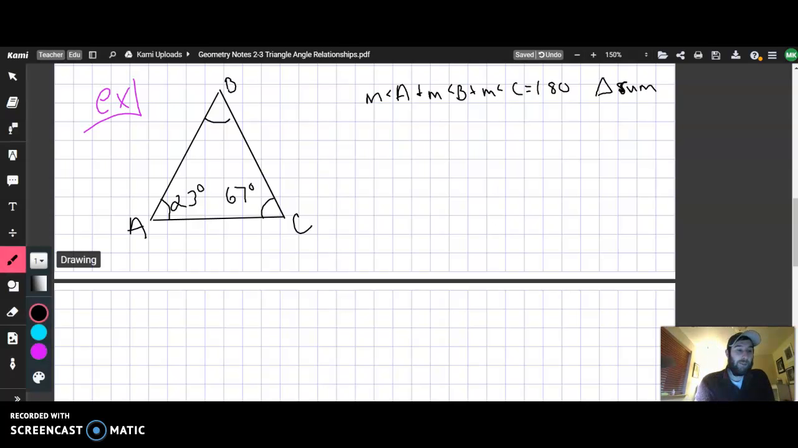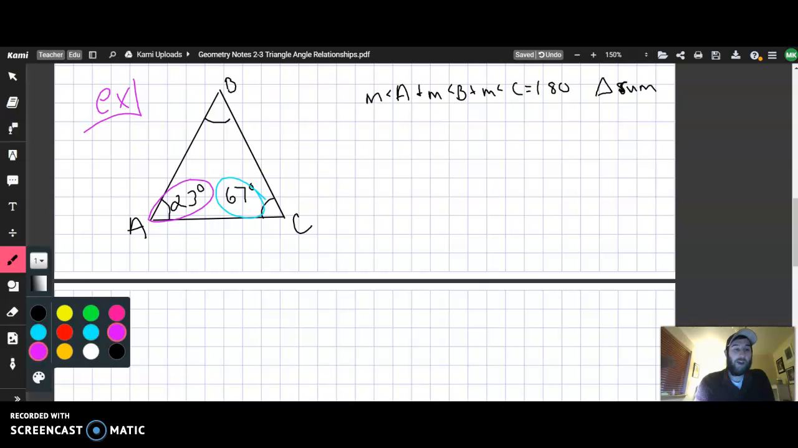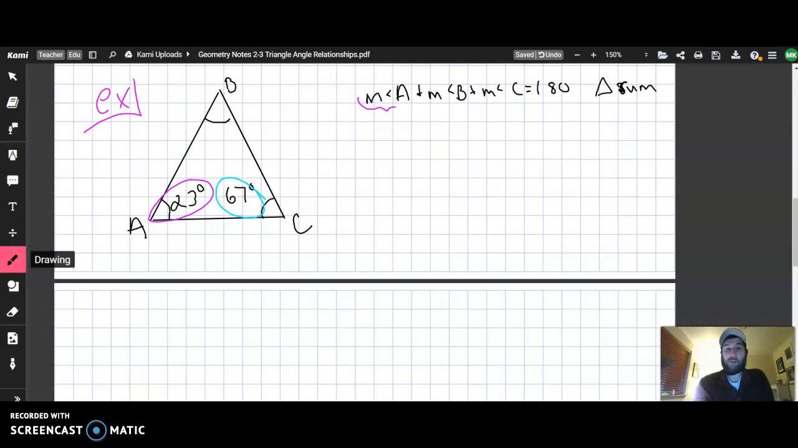So let's make some substitutions then. We know that the measure of angle A is 23, and we know that the measure of angle C is 67. So let's go ahead and write those in. Instead of the measure of angle A, I want to write in the 23 degrees. And instead of writing in the measure of angle C, I'm going to write in the 67. And so we can actually mathematically work through to find the measure of angle B using our addition.